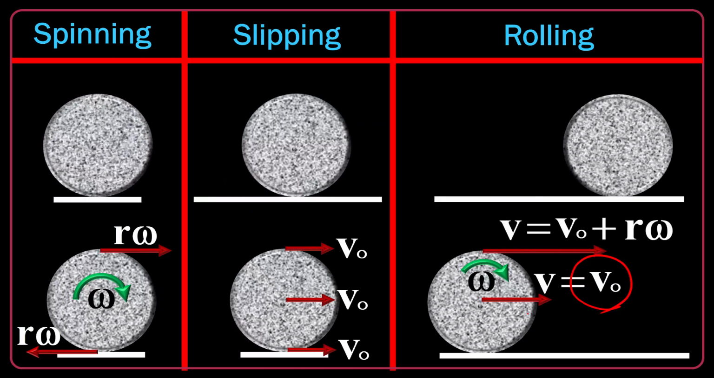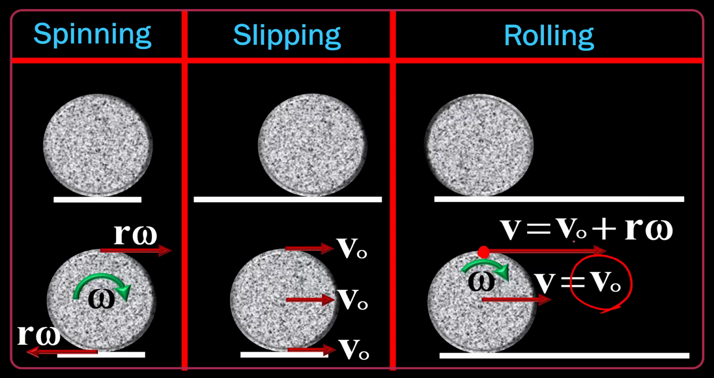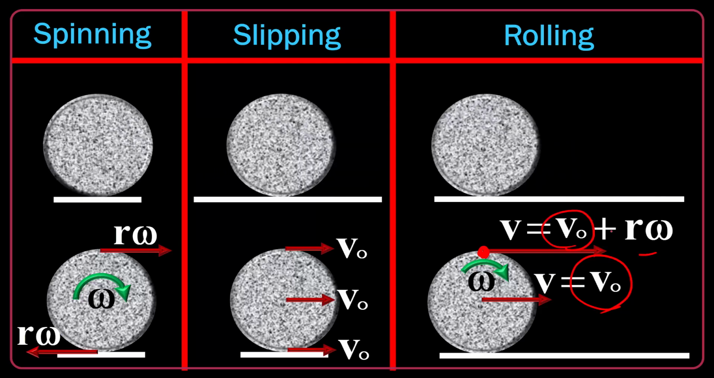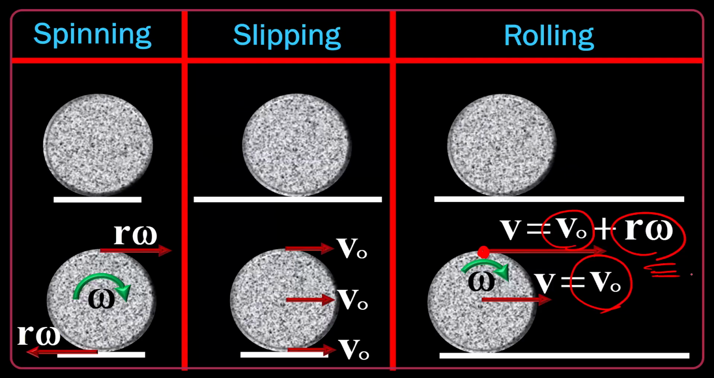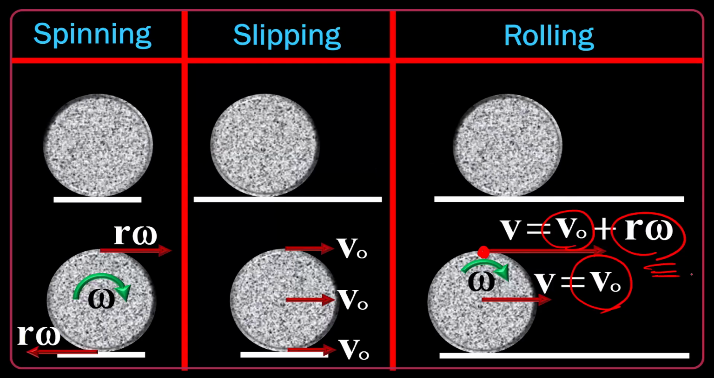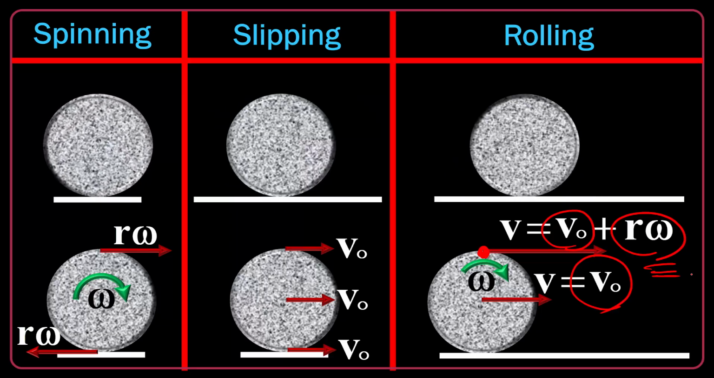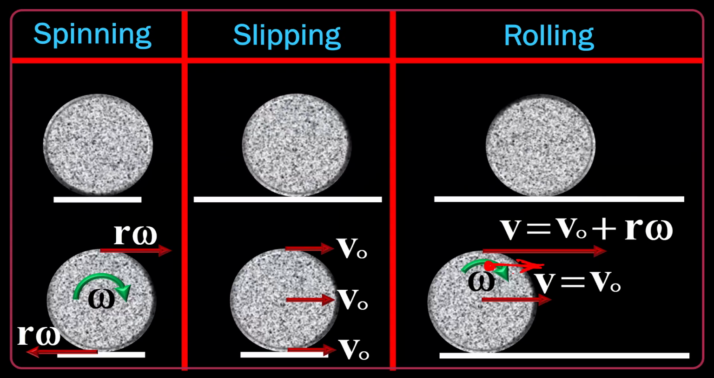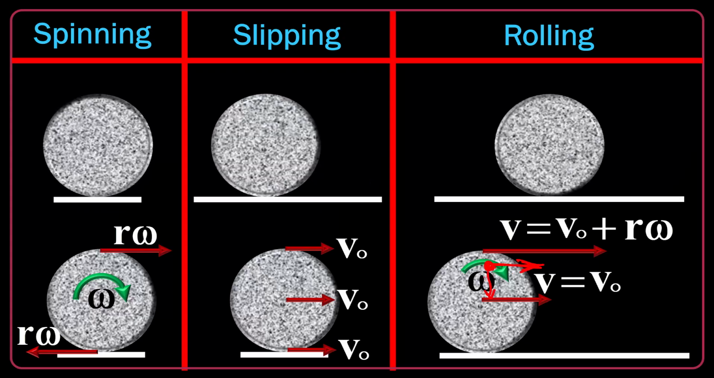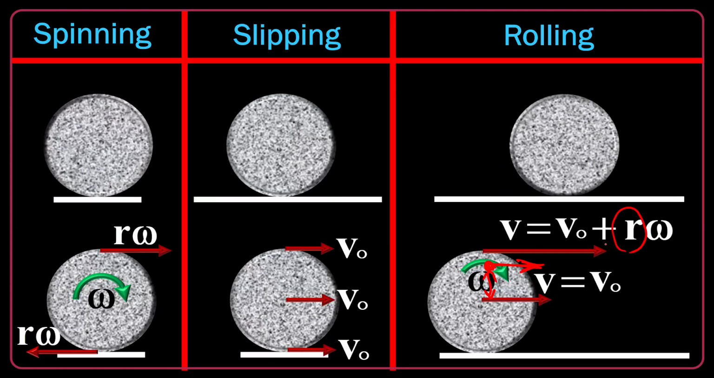For the topmost point, the velocity of the point is v naught plus r omega. R omega is inherited from the rotation, v naught is inherited from the translational motion of the center of mass. So we have an addition on the top. Of course, for a point like this, we have the same thing, but r is different because it's closer to the center. We cannot use this r. It might be a smaller r.